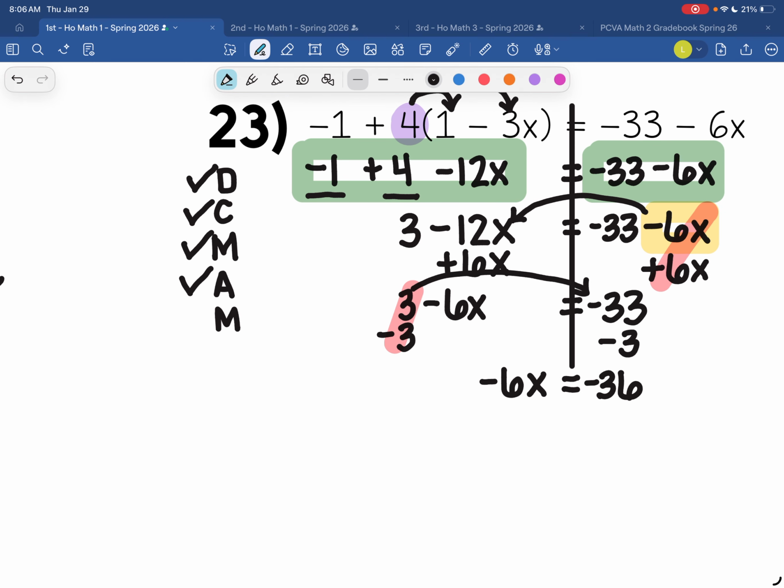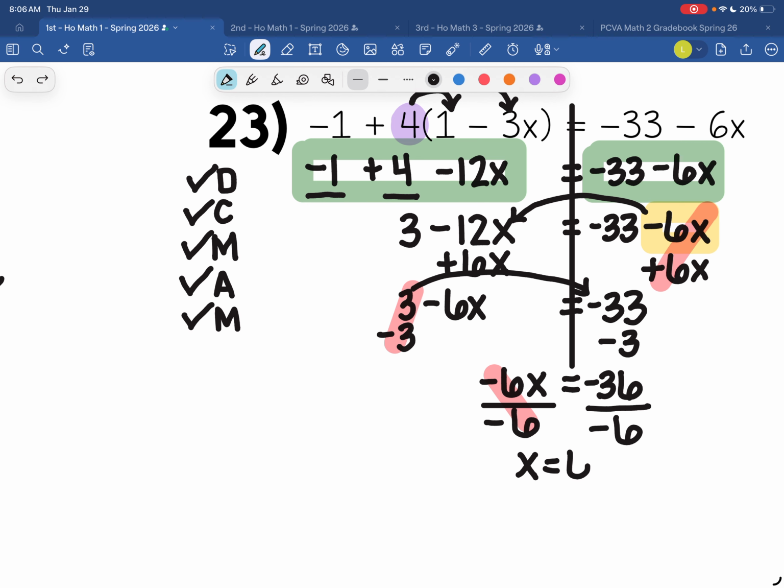All right, and then my last step is multiply or divide. We have -6 times x, so we're going to divide by -6. And then when we divide a -36 and a -6, it's going to give me a final answer of +6.